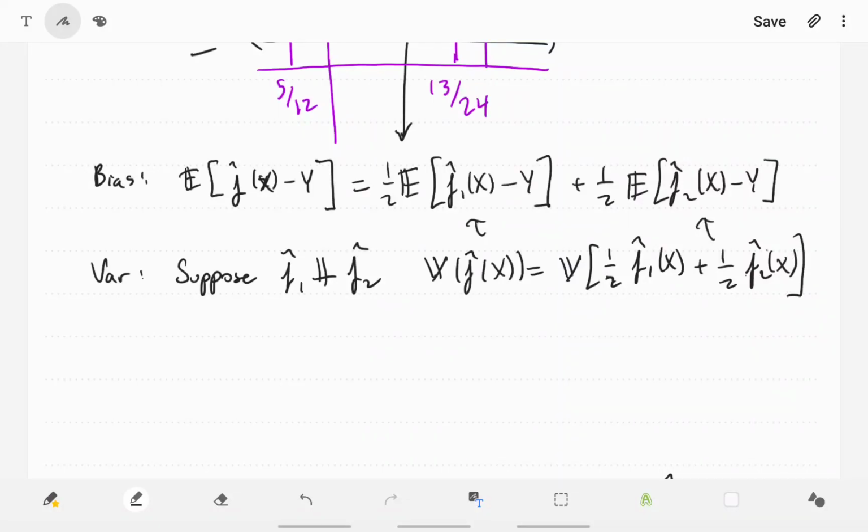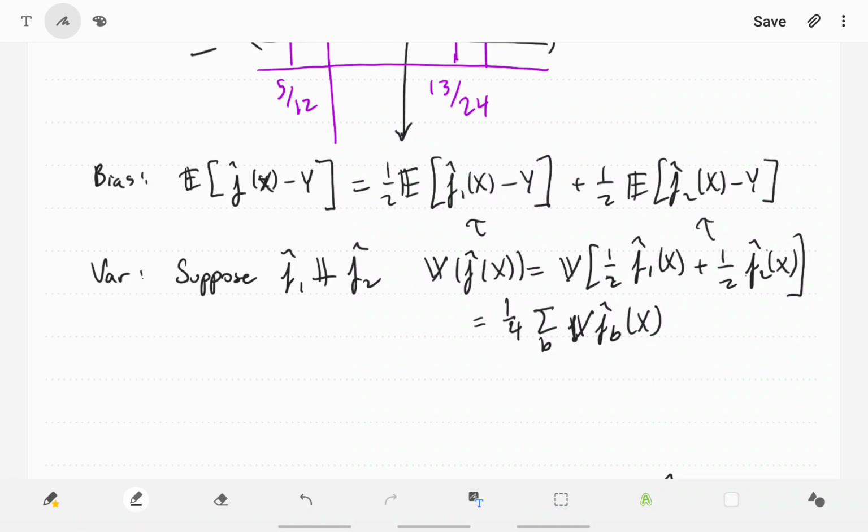But then, because you're multiplying the variance, just due to independence, this is equal to 1/4 times the sum over the b's of the variance of f hat sub b of x, by independence here.